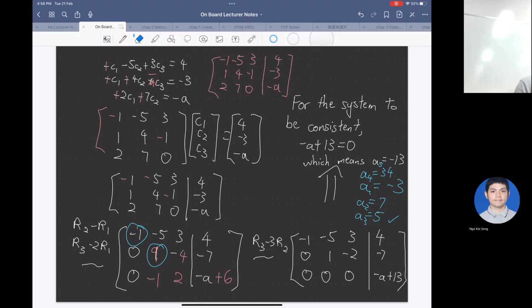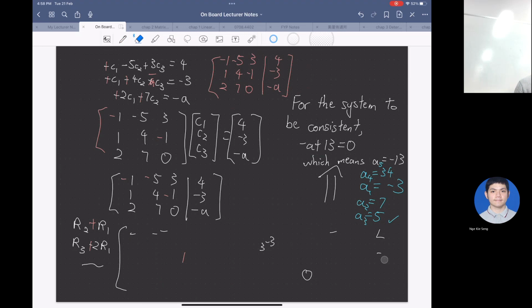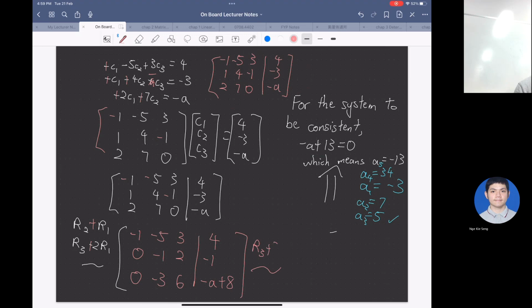Okay, so R1 plus R2 plus R1, so R3 plus 3R2. Okay, let's get rid of this. So we get -1, -5, 3, 4, 0, -1, 2, 1, -1. And then this one is 0, -3, 6, -8, +8. Okay, and then do the last. Okay, last step before we go to right.